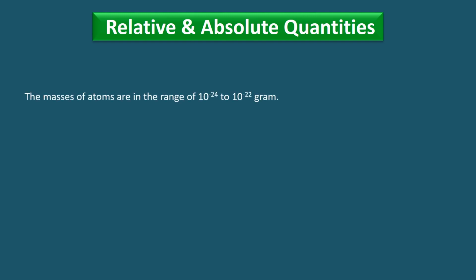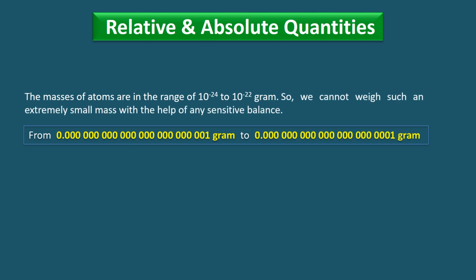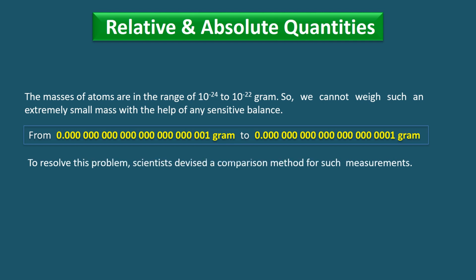The masses of atoms are in the range of 10 raised to the power minus 24 to 10 raised to the power minus 22 gram. That is from this to this. So, we cannot weigh such an extremely small mass with the help of any sensitive balance. To resolve this problem, scientists devised a comparison method for such measurements.